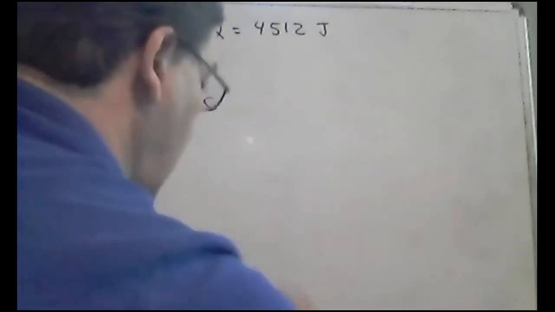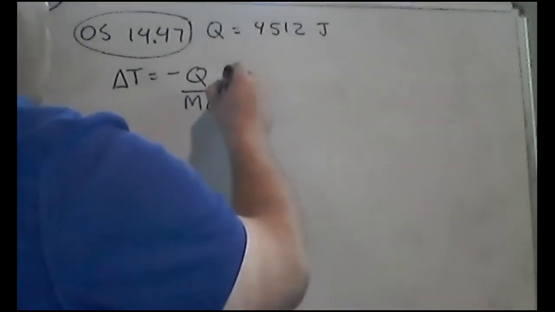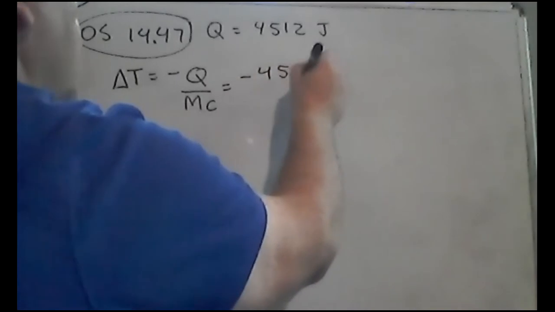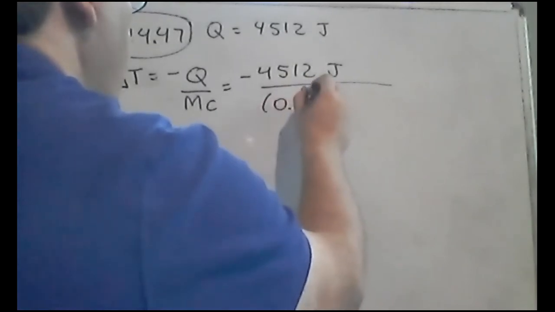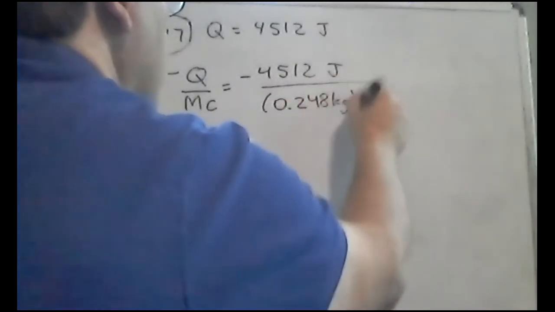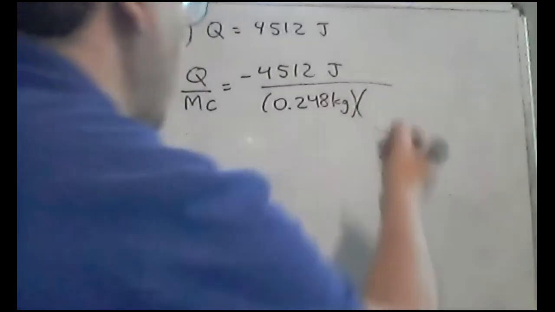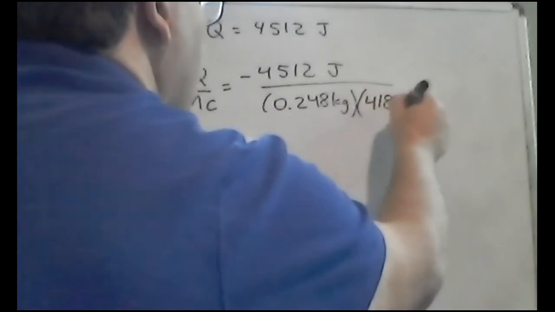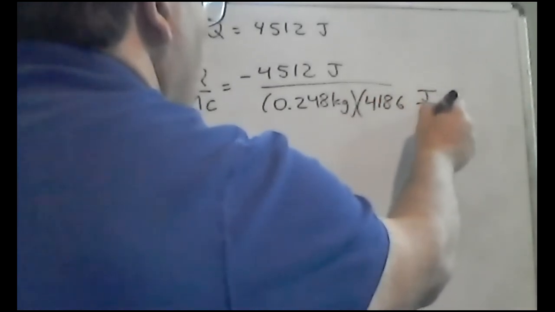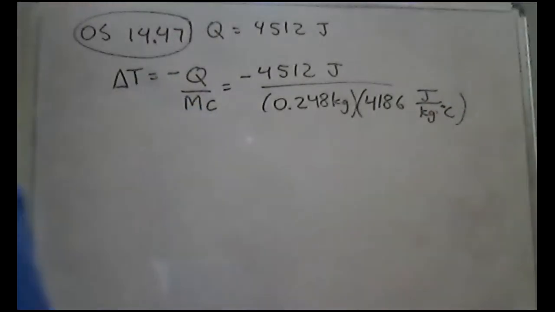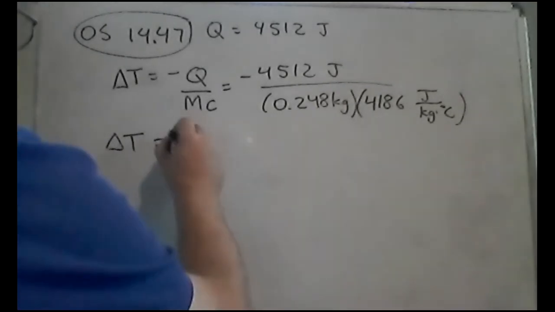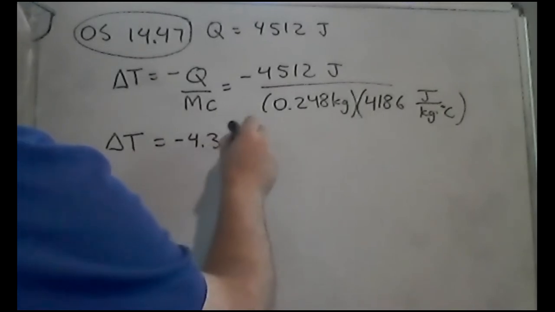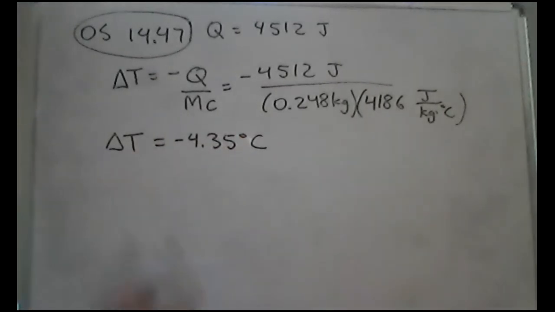Okay, so I find delta T in that process. So the Q is going to be negative 4512 joules. And the coffee that remains is 0.248 kilograms. And the specific heat of liquid water, which we have to look up in the appropriate table, is 4186 joules per kilogram degrees Celsius. I find that delta T when I do this will be negative 4.35 degrees Celsius. So the water, as we would expect, goes down in temperature because of the heat loss.